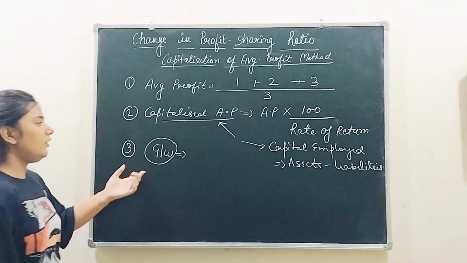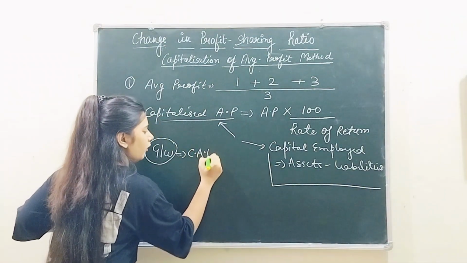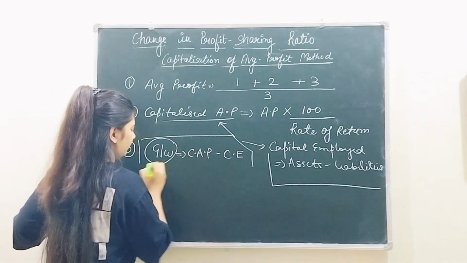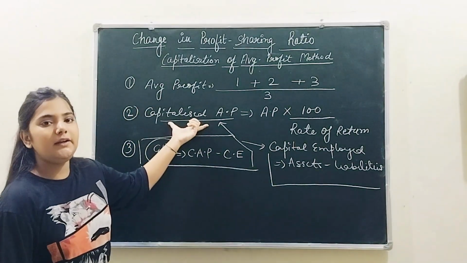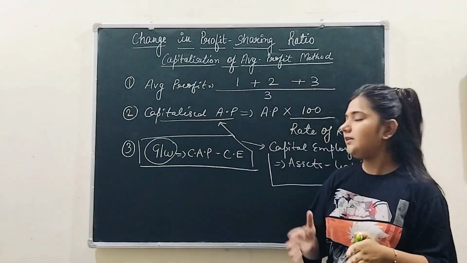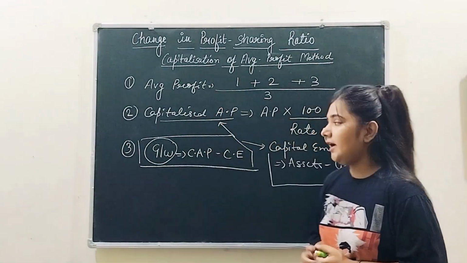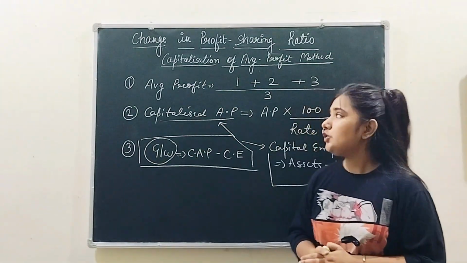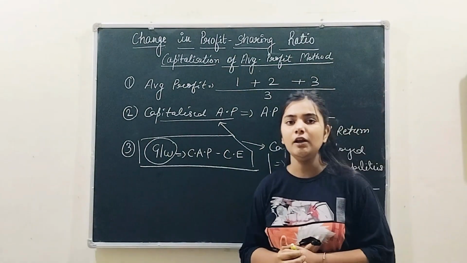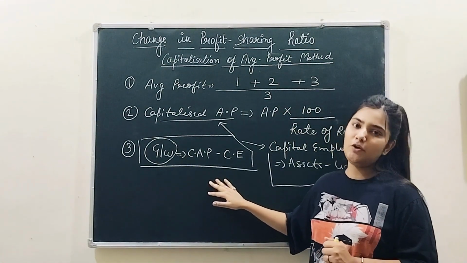So in order to calculate your goodwill, the formula that you are going to apply is your capitalized average profit minus your capital employed, right? So once you have calculated your capitalized average profit and your capital employed, then you are going to subtract your capital employed from your capitalized average profit. That will give you the value of goodwill, right? So this is the actual formula of calculating goodwill using your capitalization average profit. We don't need to go into the deeper understanding of this formula. Let's solve one question and it will be much more clear to you, right?